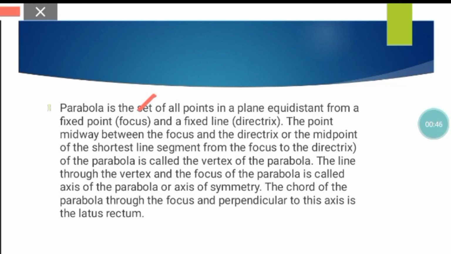The line through the vertex and focus of the parabola is called the axis of the parabola, or axis of symmetry. The chord of the parabola through the focus and perpendicular to this axis is the latus rectum. So in a parabola, we have the focus, the directrix, the axis of symmetry, and the latus rectum.